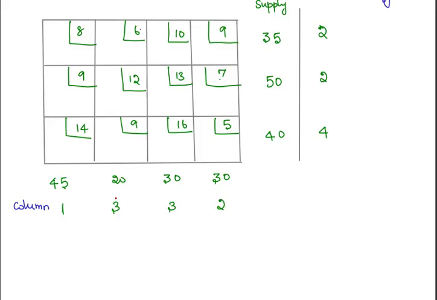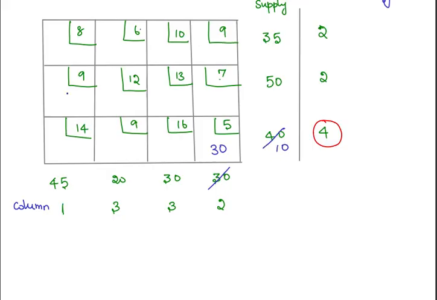So now I want to find the maximum penalty, which is 4. That row only I want to give the allotment. What is the allotment I want to give? I want to give the maximum allotment at the least cost. So I can give here 30 and 40, but the maximum I can offer is 30 only. That is why the demand is satisfied. Supply is over, so remaining is 10.